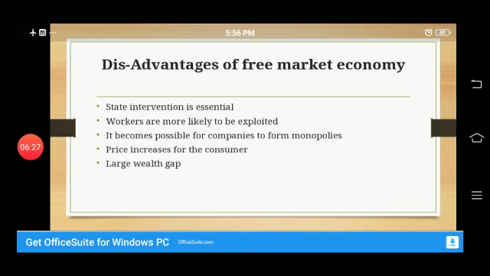Number two is that workers are more likely to be exploited. In this, we say that the workers are exploited by the free market people. They think that they have the authority, so they can do anything. So they can make monopolies. By making monopolies, the prices will increase, and when the prices increase, the inequality gap, the gap between rich and poor, will also increase.